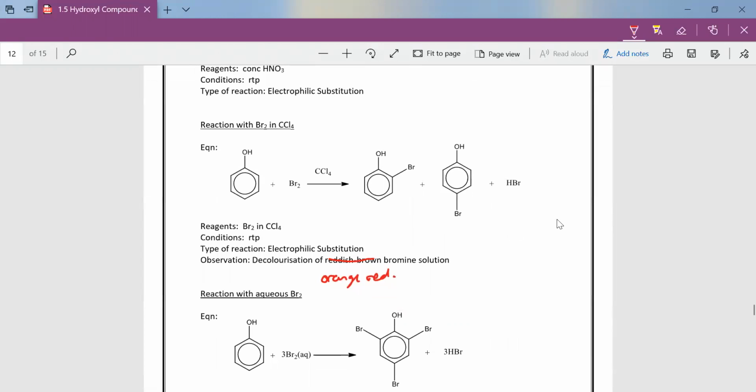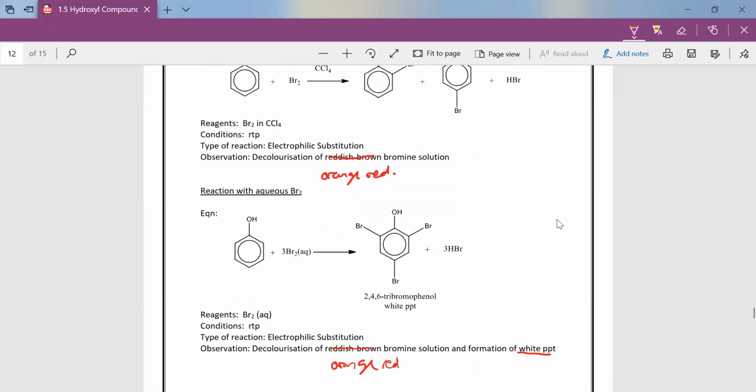So, reaction with halogen. Because it's activated, you just add the halogen in CCl4, and you get 2,4 substitution. And if you put it in aqueous solution, you will get 2,4,6 tri-substitution. Okay, please take note of your observation.